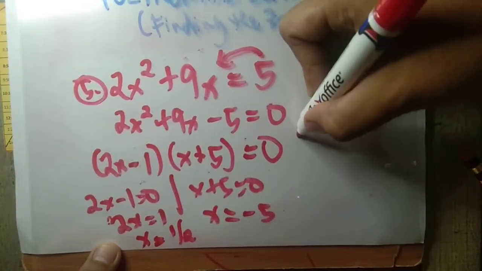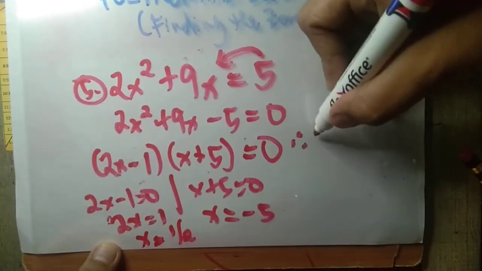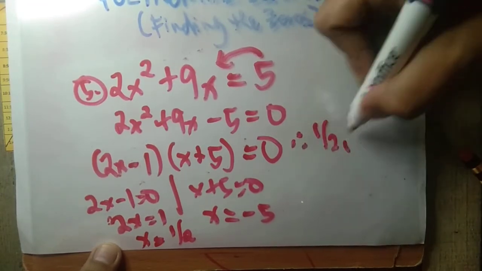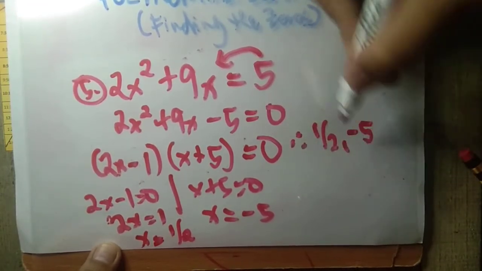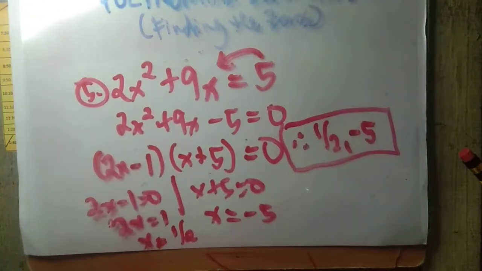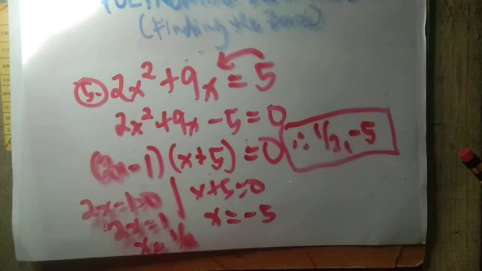Therefore, dito na lang natin isulat. Okay? Your zeros would be 1/2 and negative 5. Unahin mo si negative 5, walang kaso. Unahin mo si 1/2 na isulat, wala ring kaso. Basta nandyan silang dalawa. Okay? And hindi baliktad yung symbol. Obviously. Pag baliktad yung symbol, sa case na to, mali siya. Yan. Okay, that is for number 5.